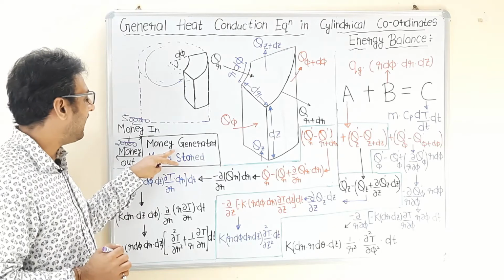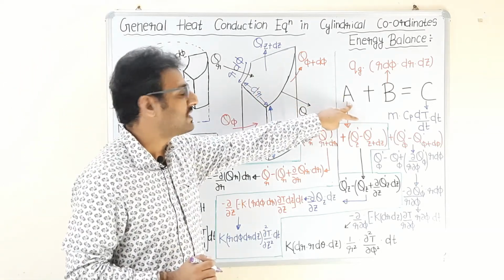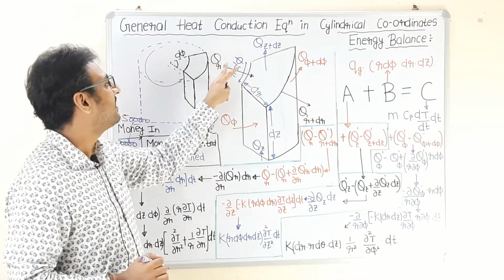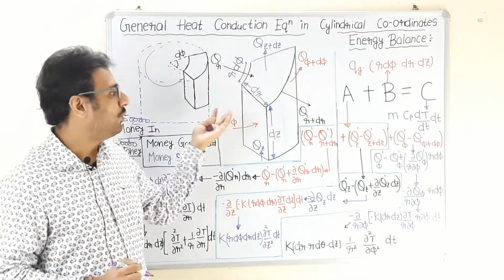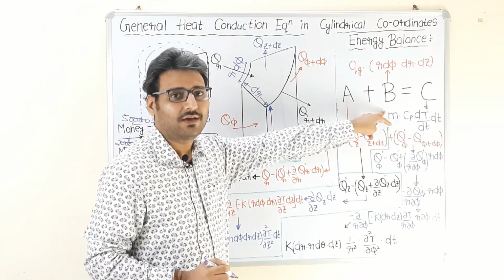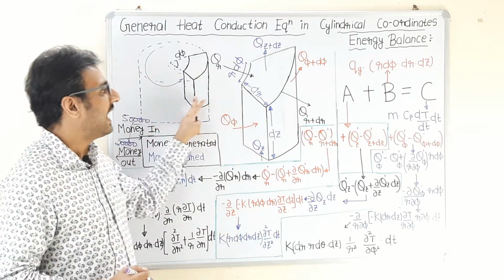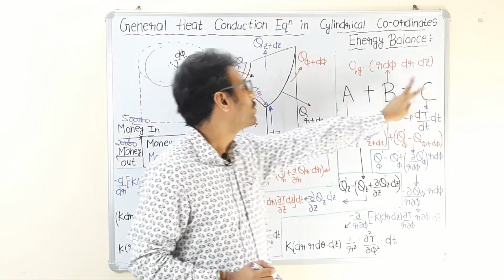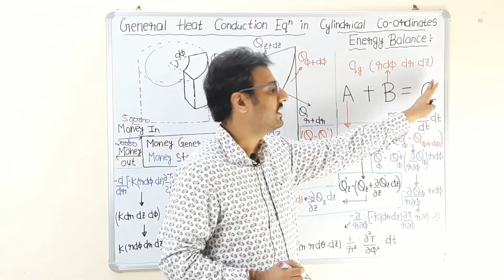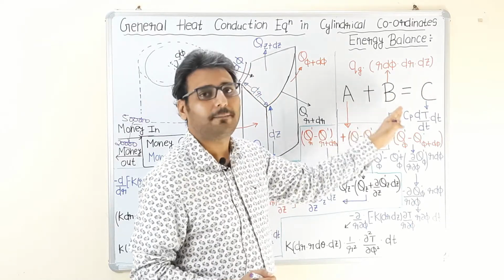Similarly, for this element, A represents the money in and money out, which is basically heat conducted in and heat conducted out of this element. B shows money generated, basically heat generated in this element, and C shows the net worth. So the net heat content of this element, C, will be equal to the summation of A and B.